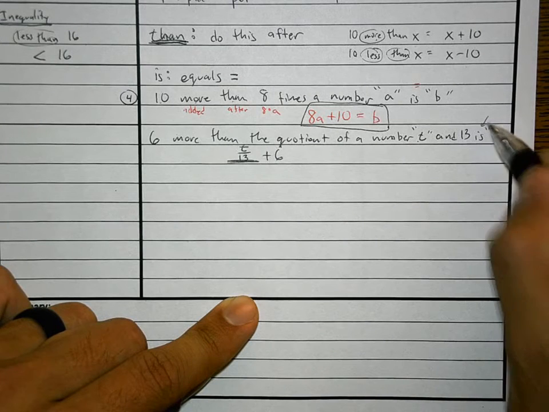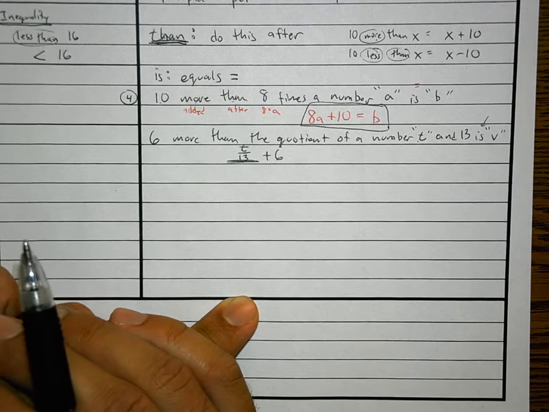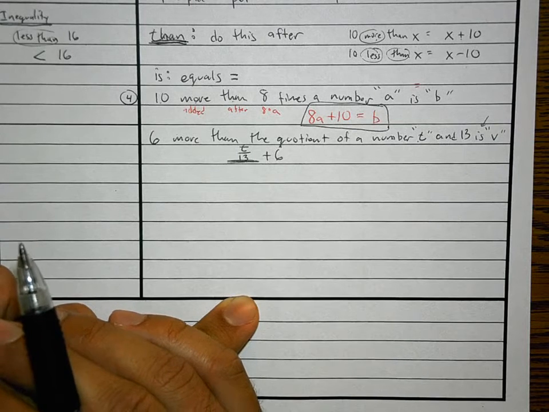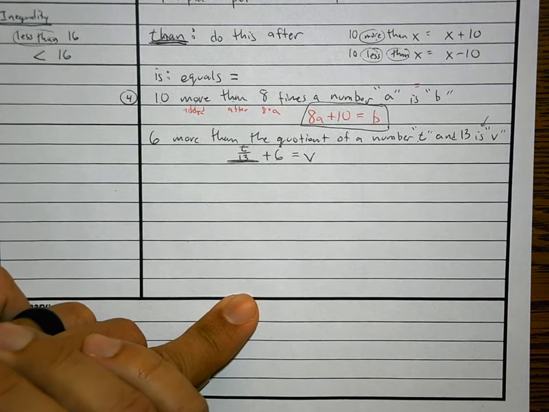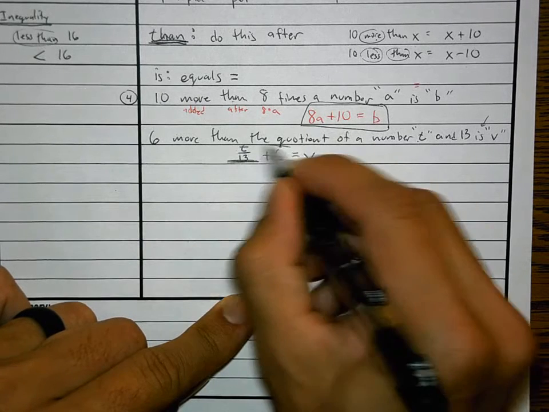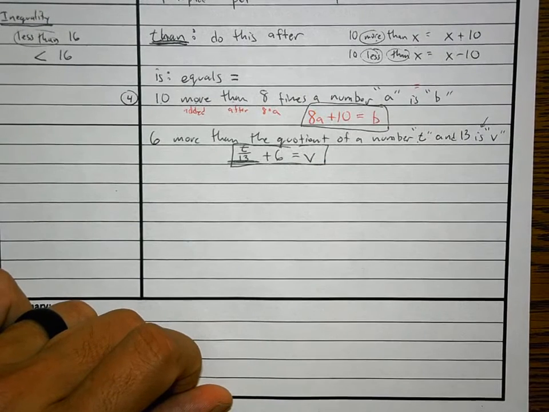T over 13 plus 6. Let's go back to Jasmine. Is V. What does that mean, Jasmine? Equals what? V. Good. Good job, Jasmine. And that is as far as I want you to go unless I ask you to solve or plug something in.